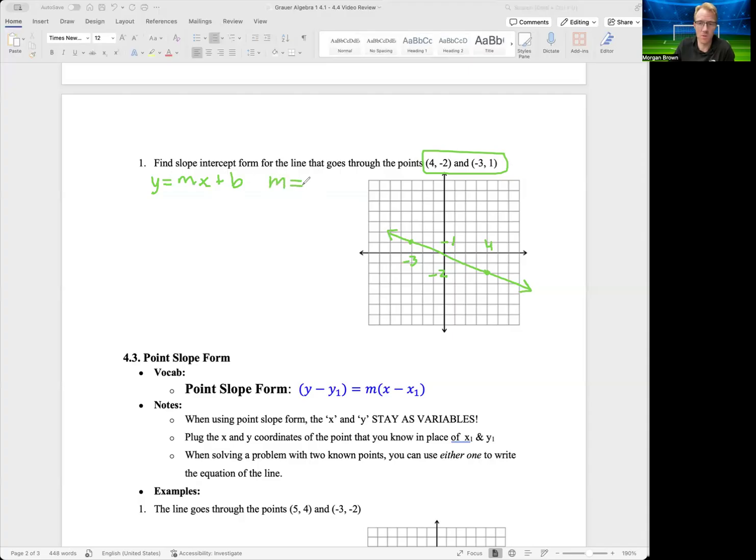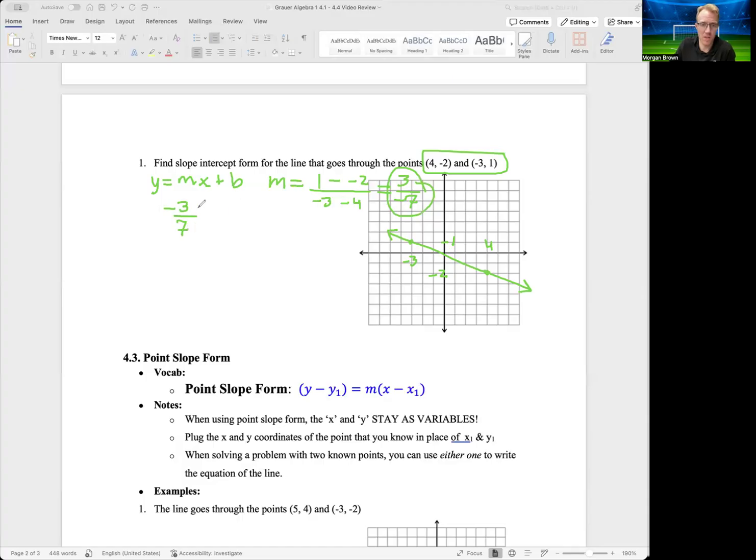So I'm going to write slope equals y2 is 1 minus y1 is -2 divided by x2 is -3 minus x1 is 4. So in the numerator, the negatives cancel out and it becomes positive. And the denominator, they're both negatives. They combine to -3/7. So now we know the slope is -3/7. So over here in our equation, y equals mx plus b, we can plug in the slope as -3/7.